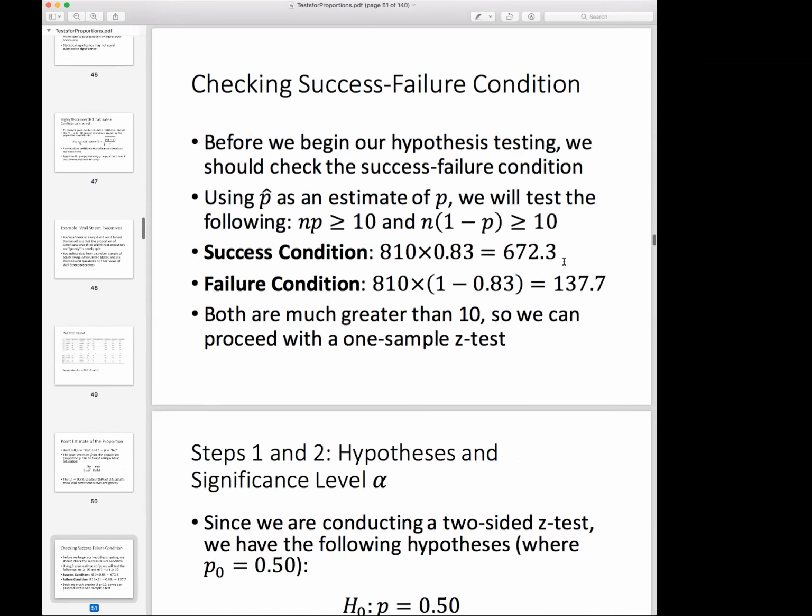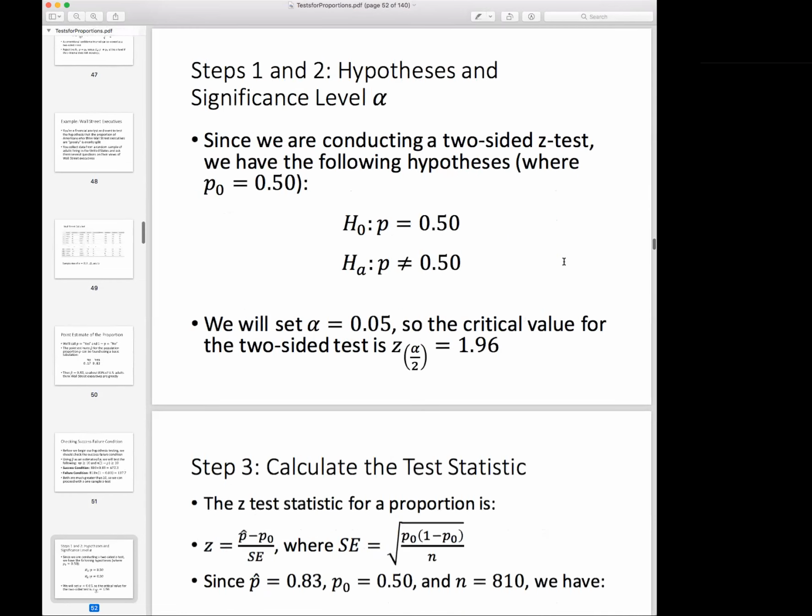So now we're going to first check if the success failure condition holds, which it does, since we can see here they're both expected to have successes and failures greater than 10. So we will state our hypotheses, that being p is equal to 0.5, p is not equal to 0.5.